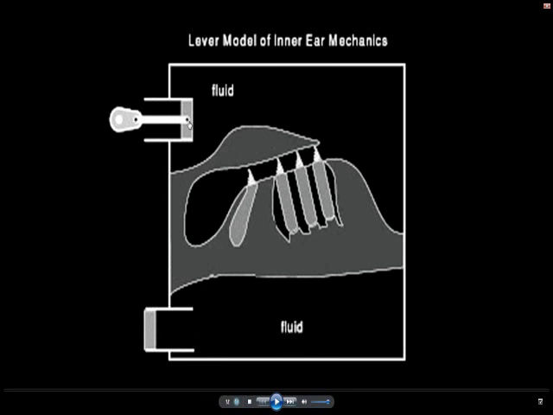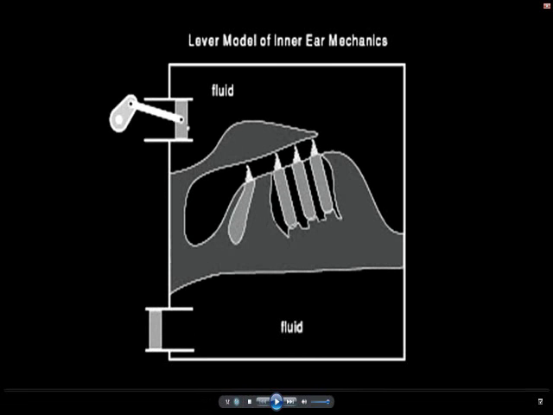The stapes foot plate is driven in because the air pressure just outside the eardrum is higher, and the round window would also be driven out. So the stapes foot plate always moves in the same direction as the eardrum, and the round window is always moving in the opposite direction. That's another way to think about it.